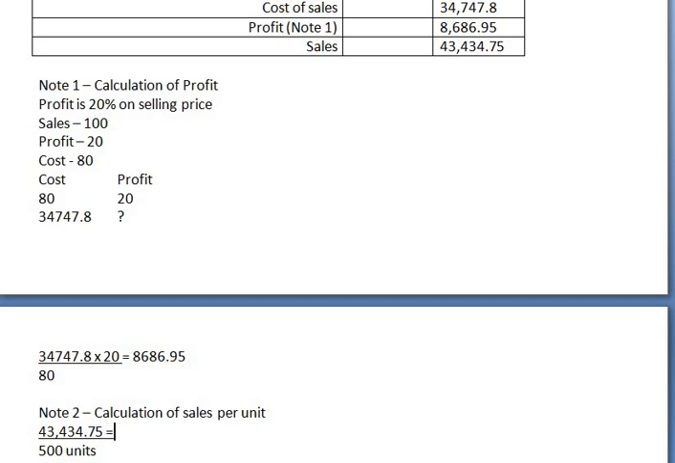Okay, so which will be equal to 86.87 rupees. Okay, so this is what is the problem.